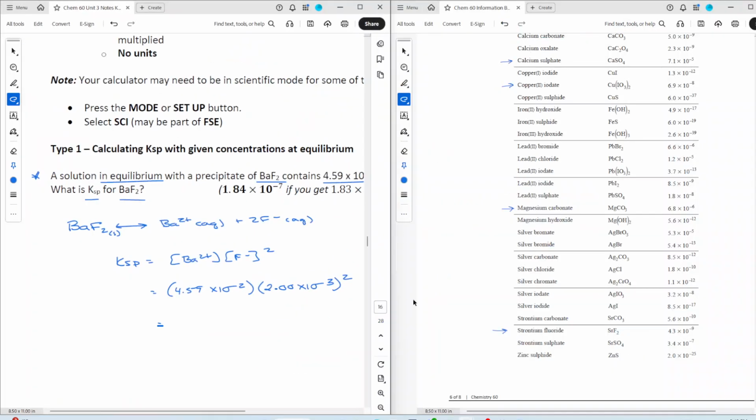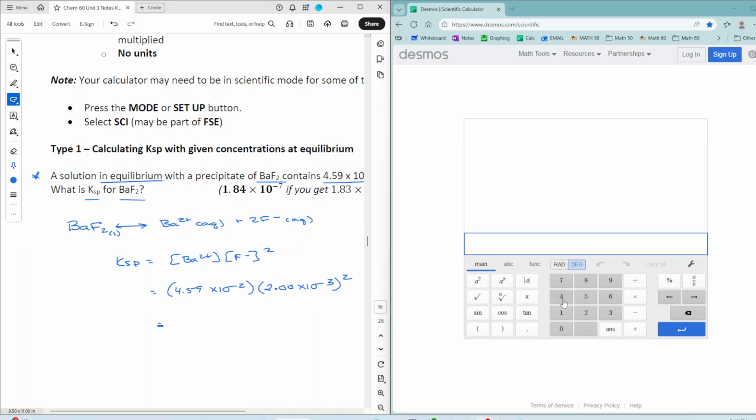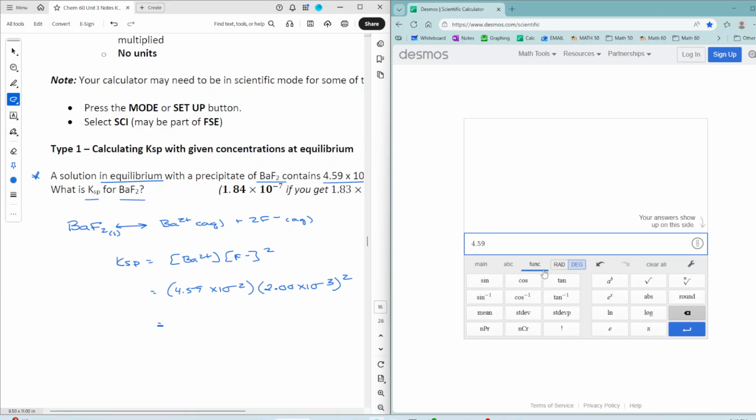Now, I'm curious how my calculator is going to handle this. Okay, so I'm going to type in 4.59. This is the downside of only having these calculators.